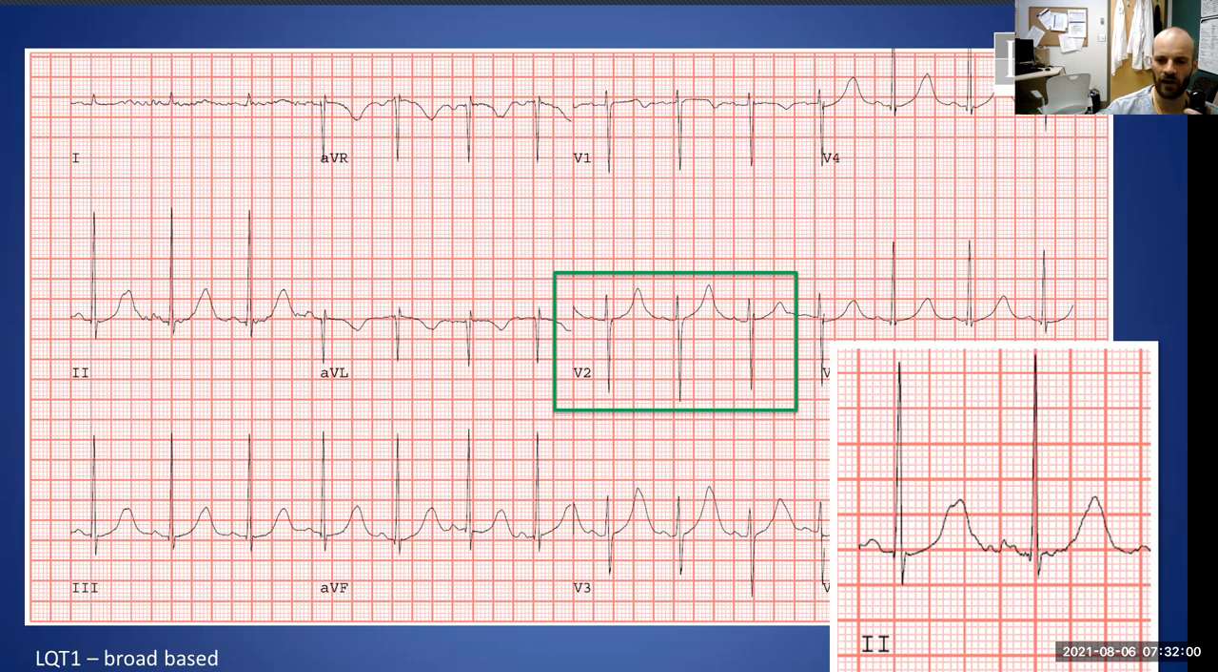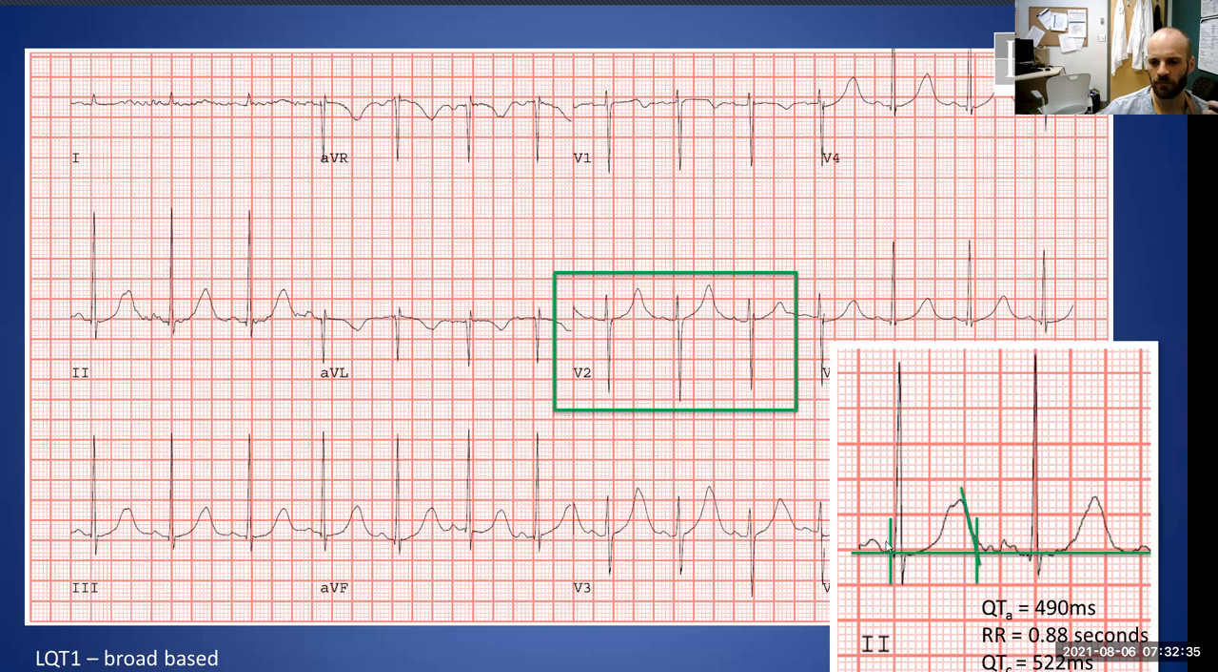First of all, we're going to draw our isoelectric line here. I think it's about here. We're going to mark the start of our QRS complexes. Next we're going to draw our tangent. If we find the maximum slope of our T wave here, and draw a line coming down from there, we're then going to mark our intersection here with the isoelectric line. We're going to calculate our interval here.